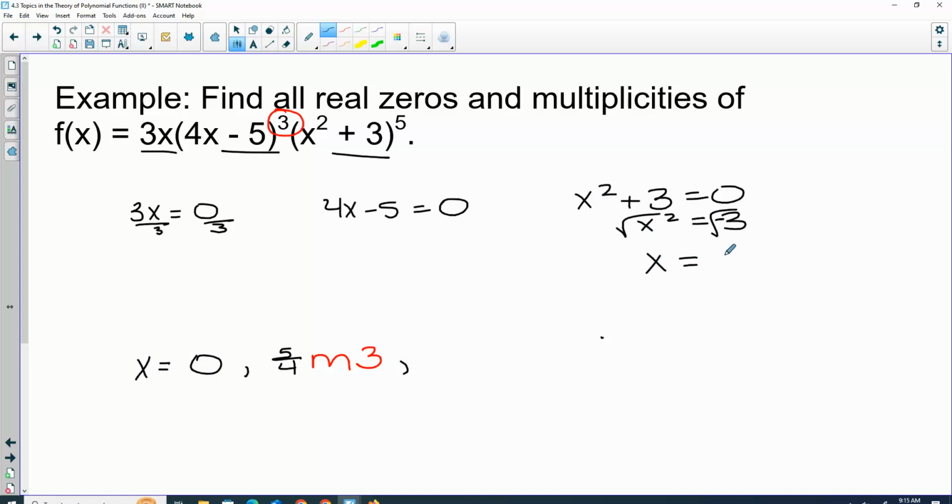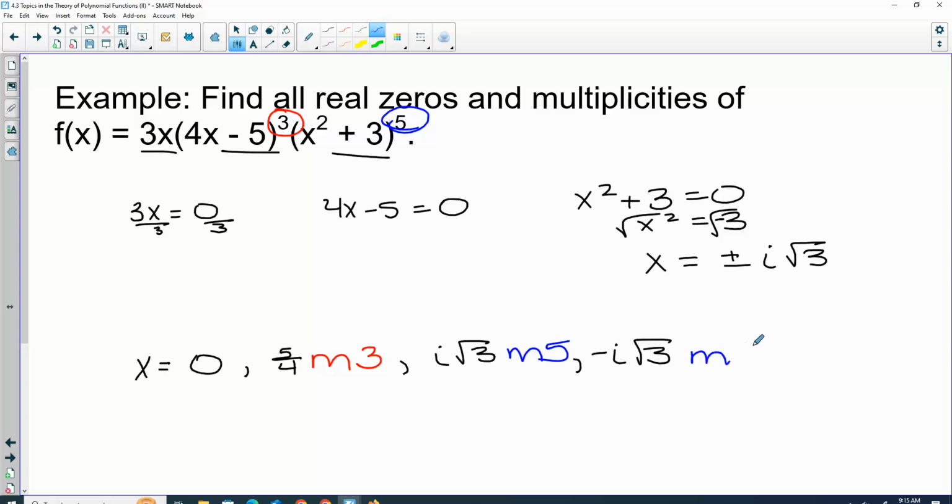So we get x to equal plus or minus the square root of negative 3, which would be i radical 3. So you can write it as plus or minus, or I'm just going to separate so we realize those are two different things. We have i radical 3 and negative i radical 3. But what else do we have to consider on that one? What's that fifth power tell me? So each of those zeros has a multiplicity of 5.